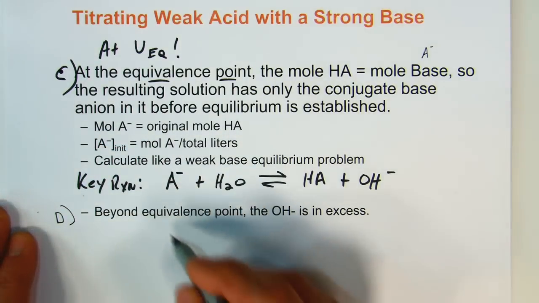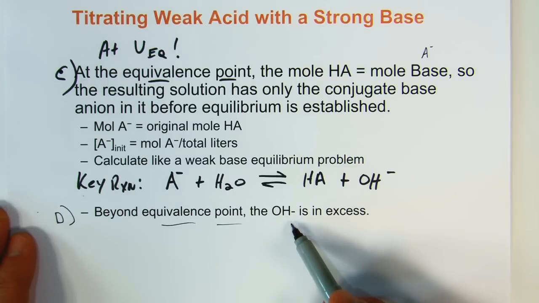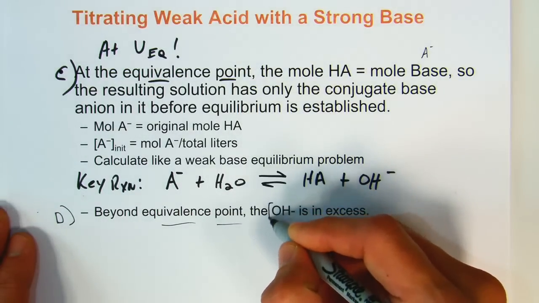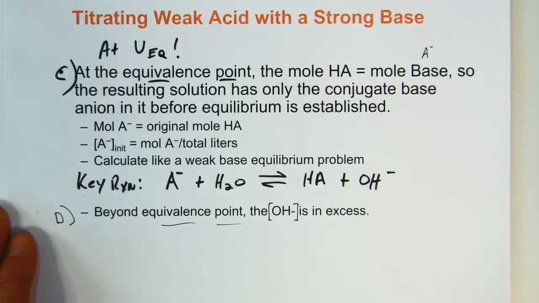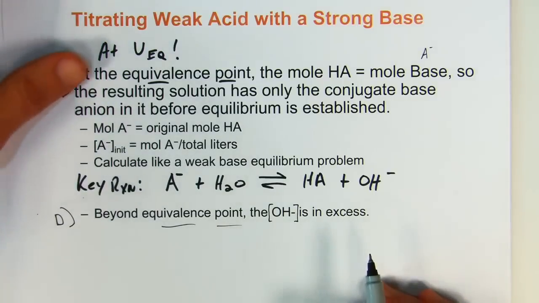The last region is D, beyond the equivalence point. If you keep adding titrant, which is going to be a strong base in this case, you're just going to load the solution with OH minus. You're going to increase its concentration. And if you can solve for the molarity of the stuff that's in excess, you're in business, because you can get pOH, and then you can get pH, and that would be our strategy there.